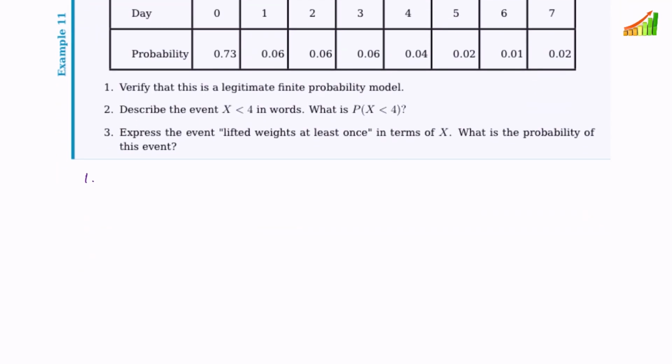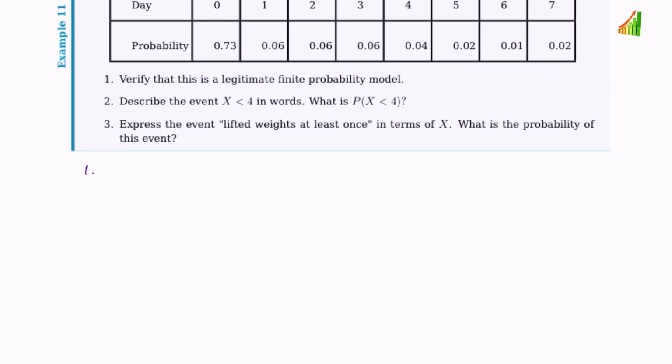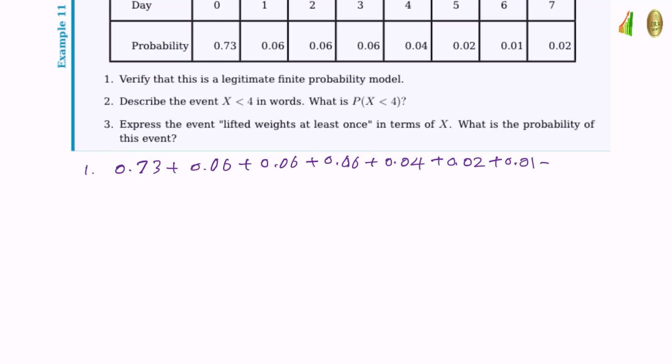Verify that this is a legitimate finite probability model. Yes, I just explained this. How do we verify this? First, add these probabilities. The summation of these probabilities is what? Let me check. 0.04, 0.02, 0.01 plus 0.02. This is 1. Therefore, yes, this is a legitimate finite probability model.